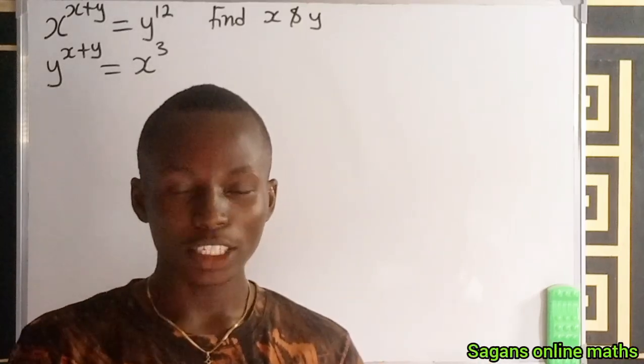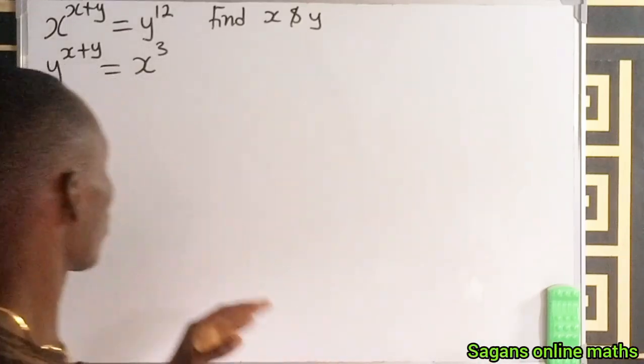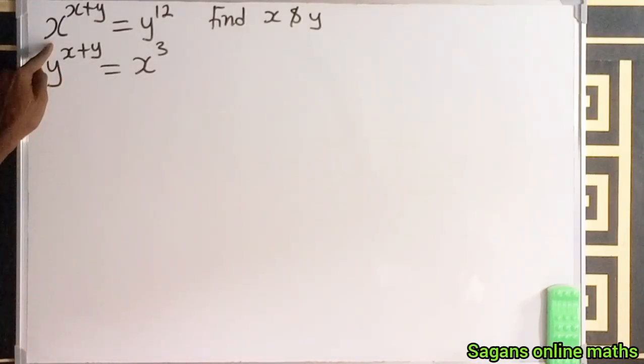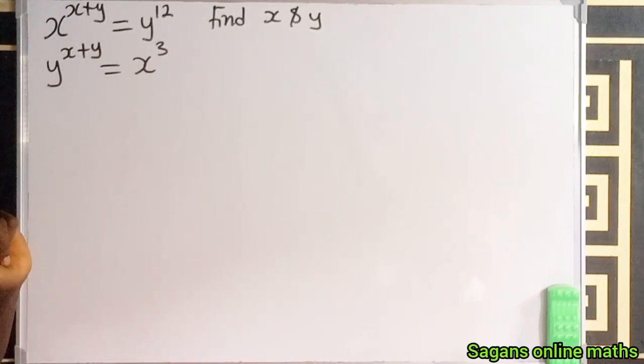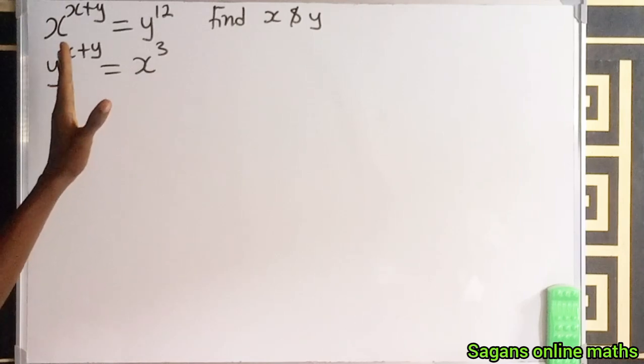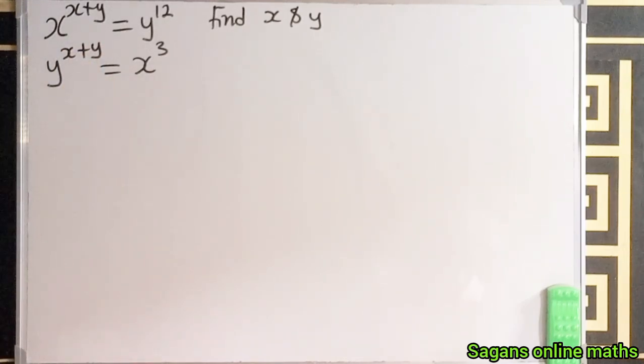Everyone, let's solve this question together. Now look at what we are given. We know that x to the power of x plus y equals y to the power of 12. We are not wrong if we call this equation 1.